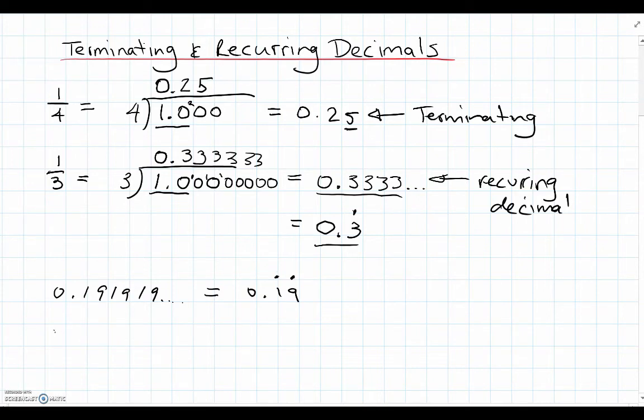What about 0.36166161 dot dot dot? So this time the repeating starts at the 6, not at the first decimal place. Well, that's simple. I can write 0.361, and the numbers that are being repeated are the 6 and the 1. So I'll put a dot above the 6 and a dot above the 1.